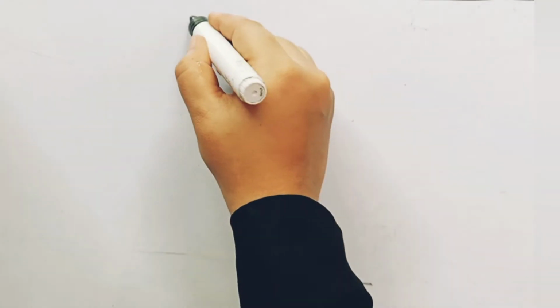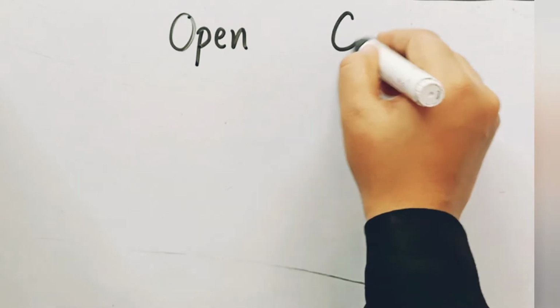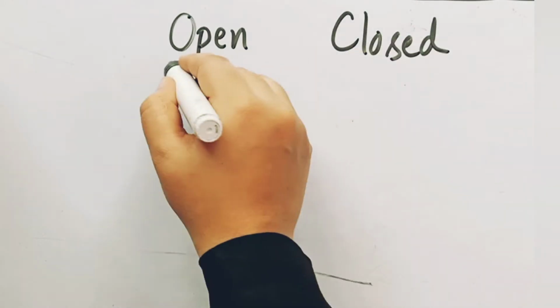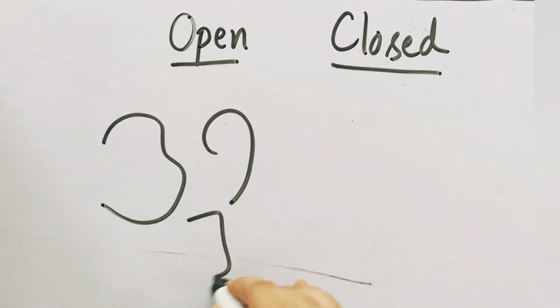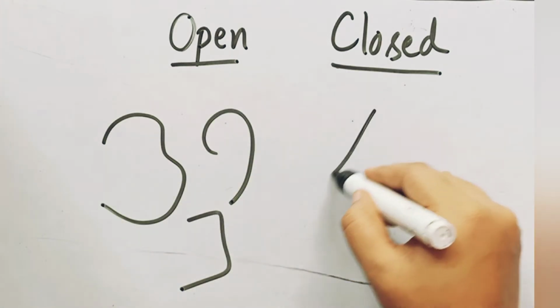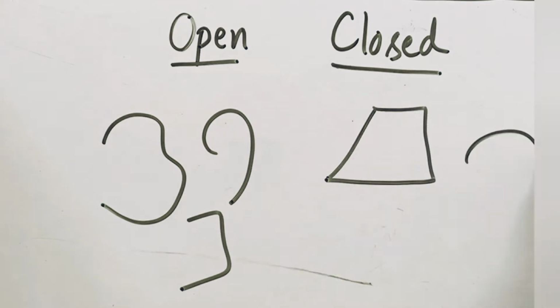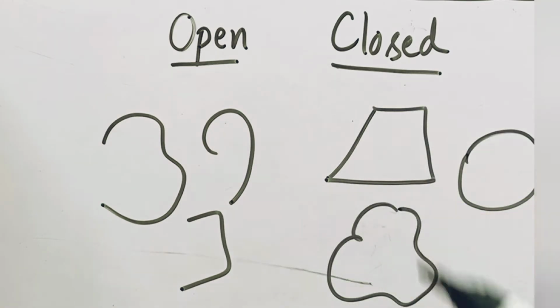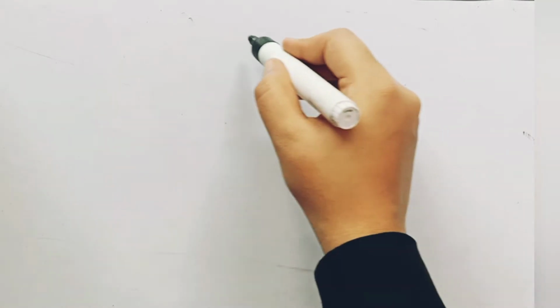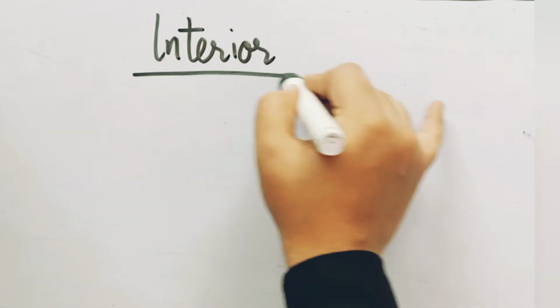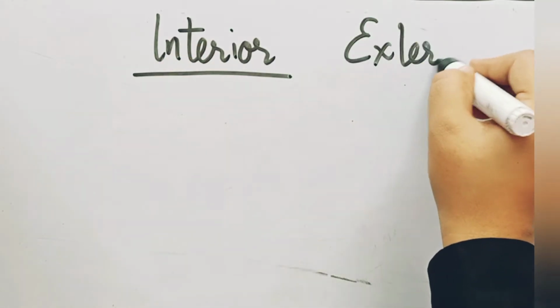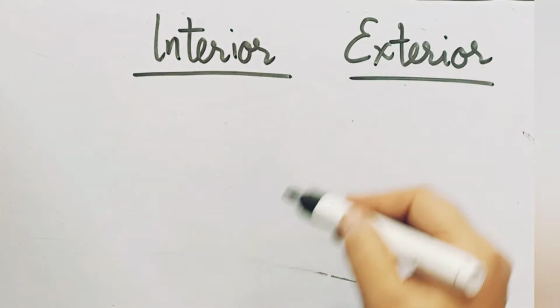Now next come the open and closed curves. As you can understand from the name only, open curves are the curves that are open, and closed curves are those that are closed. These are all closed curves and these are all open curves. Now there is one more thing: interior and exterior. You are aware of these terms.